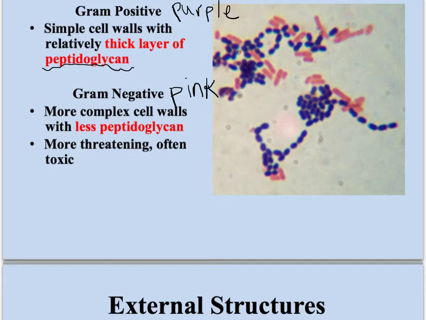Gram-positive cells are going to have a relatively thick layer of peptidoglycan, so that's what that purple stain is going to stick to that causes them to be purple. The gram-negative has less peptidoglycan, so the gram stain is not going to stick. We get it to be pink by adding a counterstain, which is going to color it and stick to other things in the cell, just so we can see the two and compare them. Gram-negative, or the pink bacteria, once it's stained, is often going to be more threatening, really toxic, way more serious, like bacterial meningitis. That bacteria is going to be gram-negative.